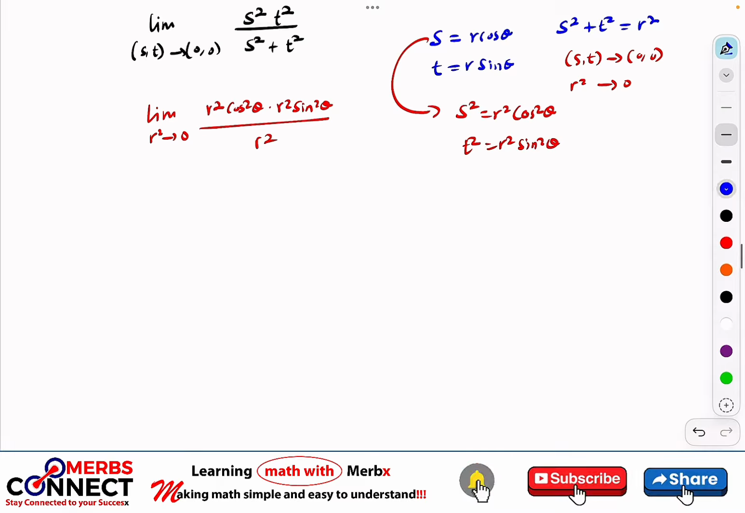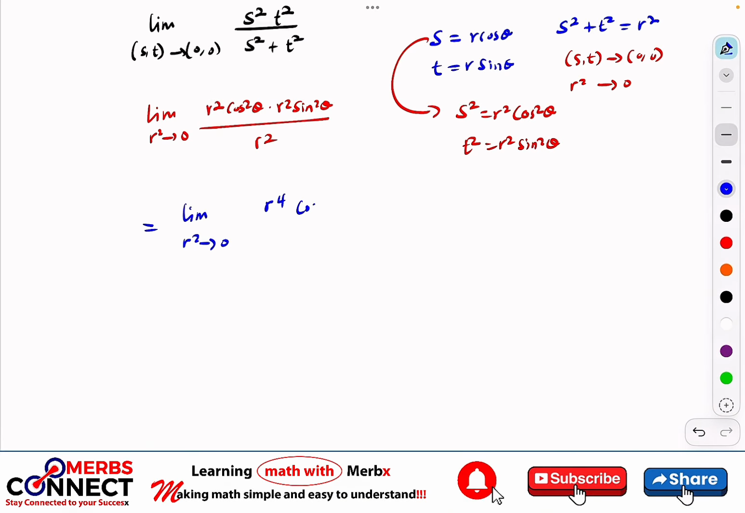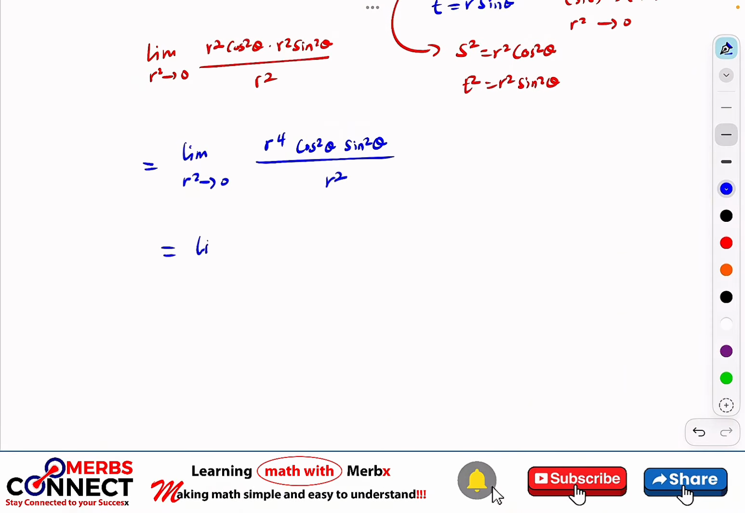Now let's try and simplify this. So this is equal to the limit as r squared approaches 0. I cannot factor here, this one is multiplication, so this is just the same as r to the power 4. So when I multiply this to this, that's what I'm going to get. And then I'm going to have cos squared theta sine squared theta divided by r squared. We can cancel r squared to have the limit as r squared approaches 0 of r squared cos squared theta sine squared theta.